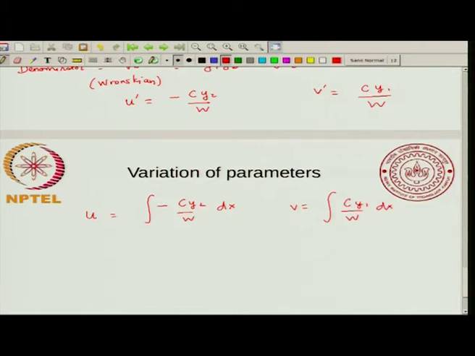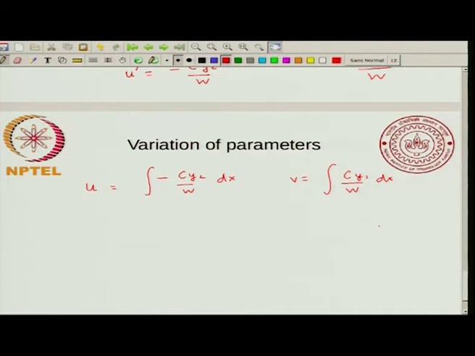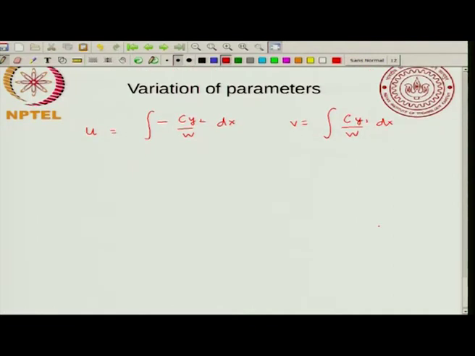So we calculated u and v, and once we have u and v, we can write y is equal to u y1 plus v y2. So we have solved the non-homogeneous differential equation. If you know y1 and y2 of the homogeneous equation, then you can solve the non-homogeneous differential equation using this method of variation of parameters.